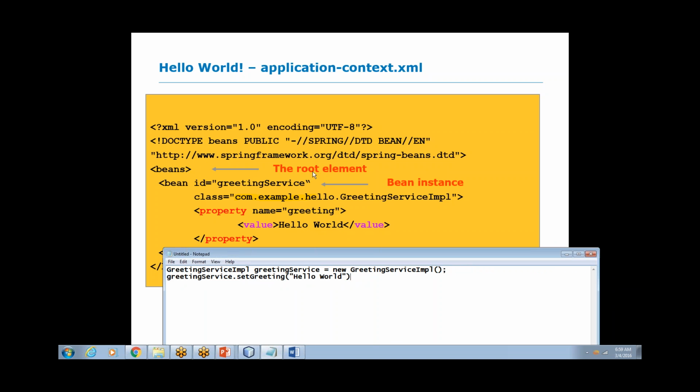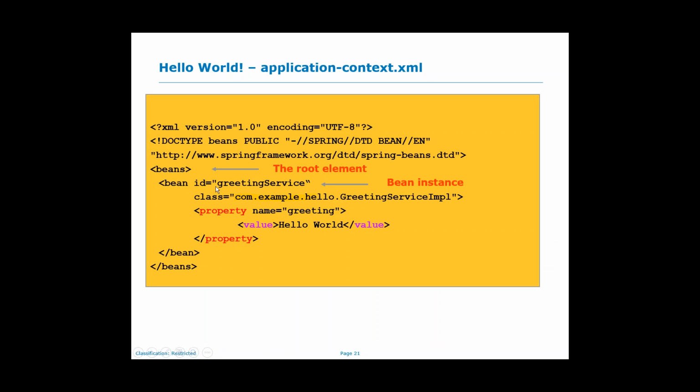So the root element is your beans. All the beans will be configured within this. And then if you're instantiating a specific bean, that is your bean, within the bean container. If you want to create this bean, this is how you create it. Bean id is equal to greetingService. That is the name of your bean. And it should create an object for com.example.hello.GreetingService, and then property name is equal to greeting, value is equal to hello world. That is, it should create an object for this. Clear with this?